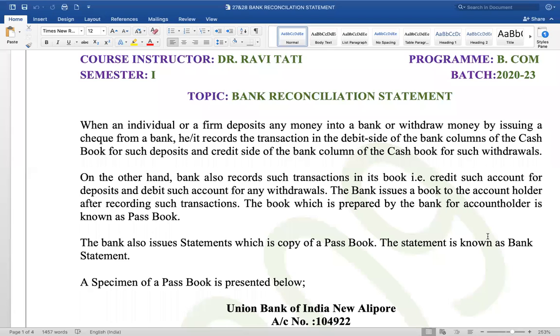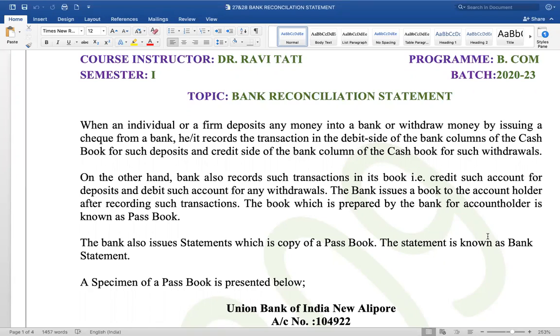As long as we talk about bank reconciliation statement, please understand that we're talking about the triple column cash book. What are the headings of these three columns? One bank column, one cash column, one discount column. These are the headings.